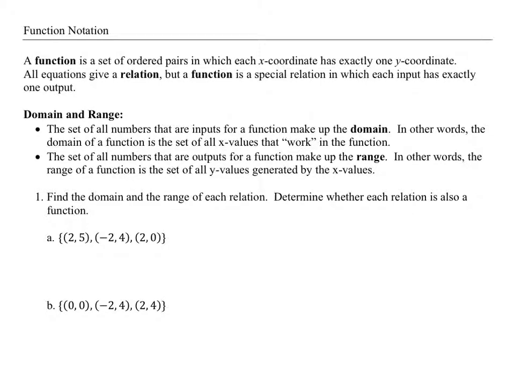This lesson is called function notation, so let's get right to the definition. A function is a set of ordered pairs in which each x-coordinate has exactly one y-coordinate associated with it. So all equations are what we call relations, but functions are special ones where each input has exactly one output.